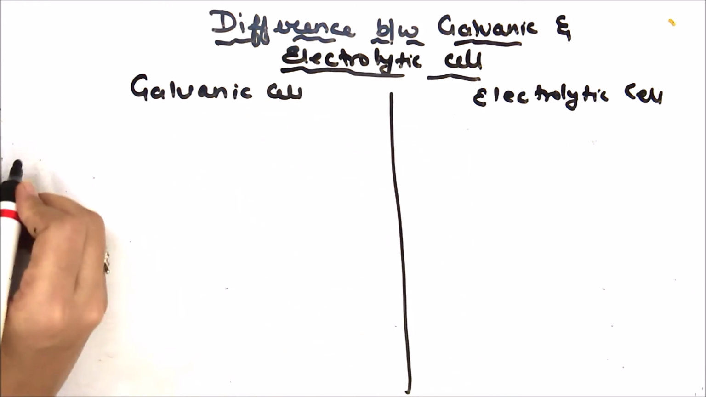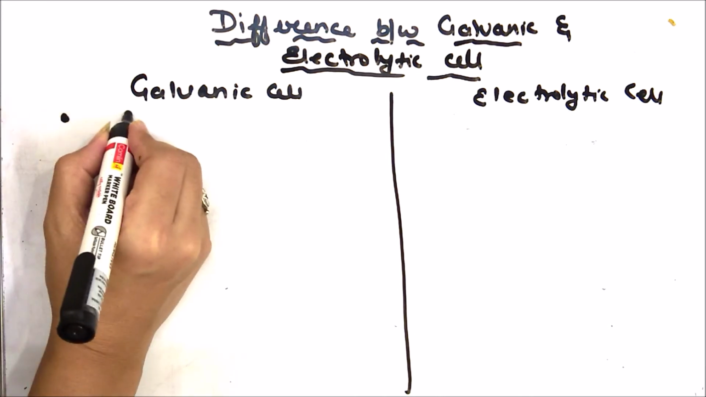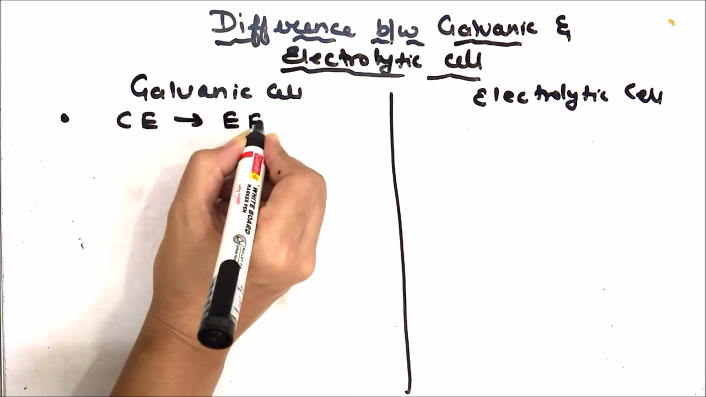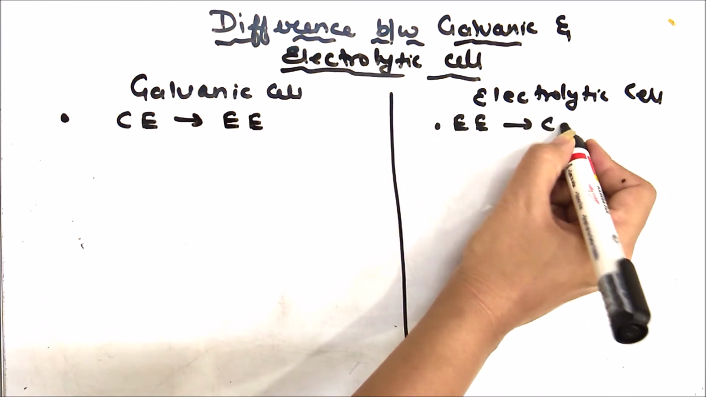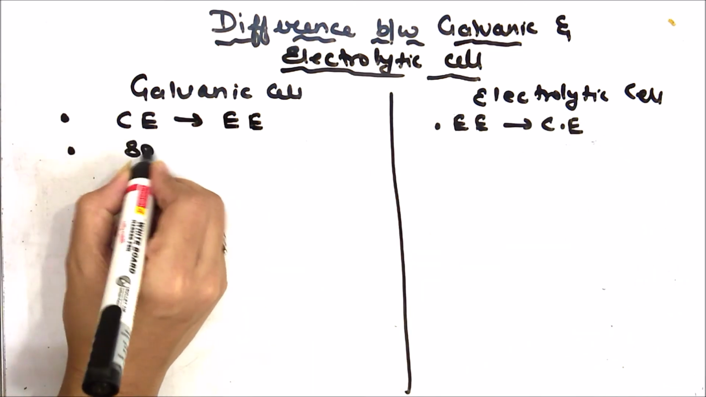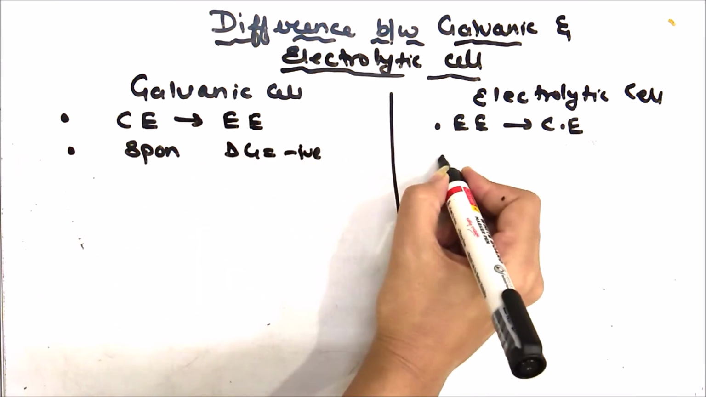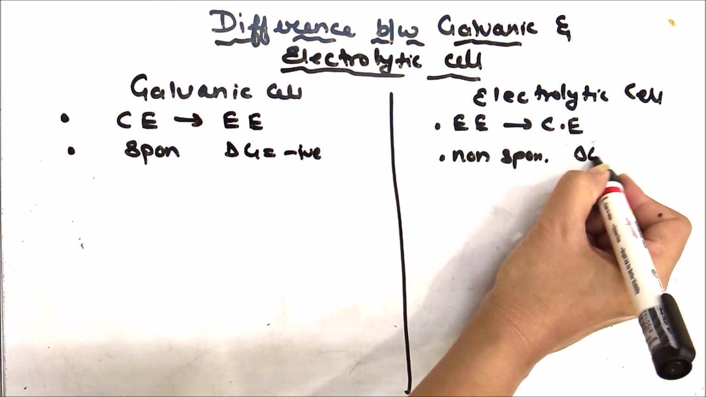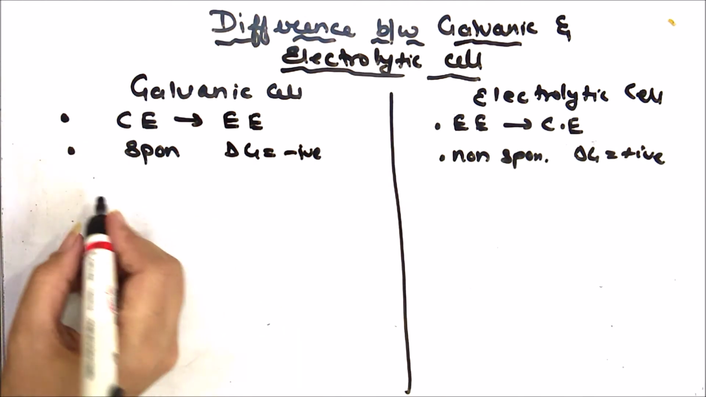So first difference is, in this, chemical energy will be converted into electrical energy. So here electrical energy will be converted into chemical energy, right? This is a spontaneous cell, so del G value will be negative. This is a non-spontaneous cell which we have already studied, so its del G value will be positive, right?